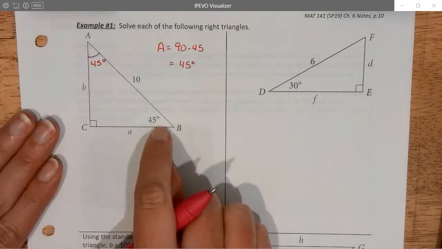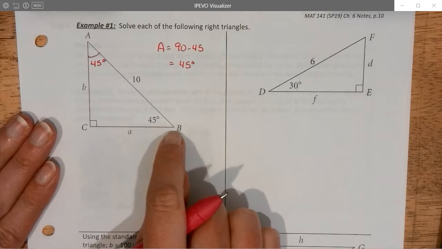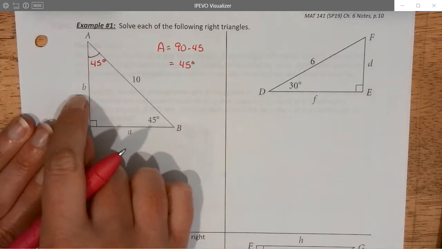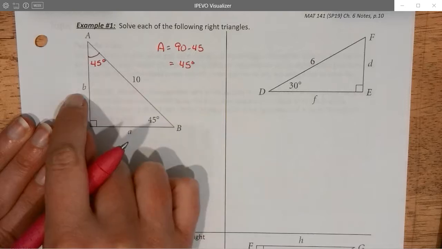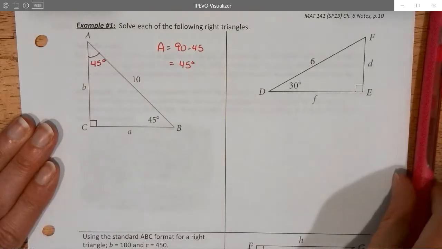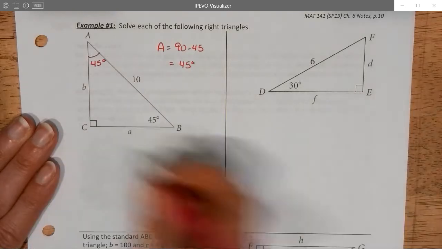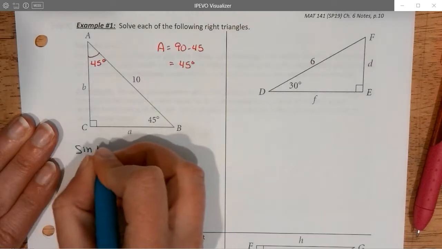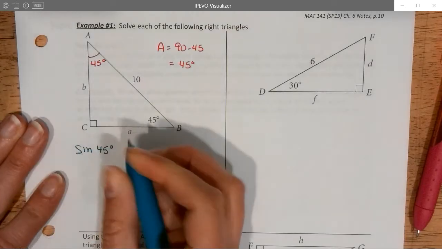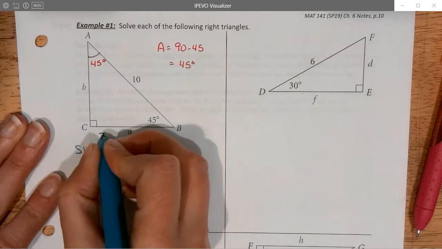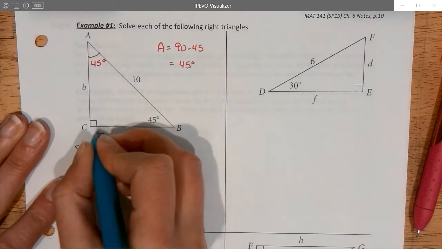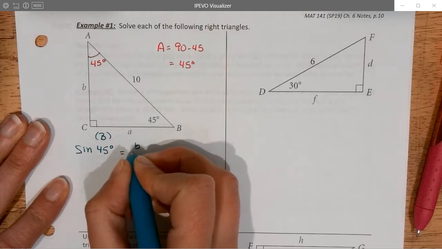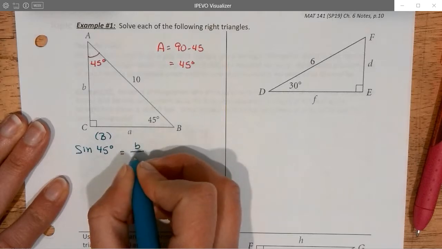So in terms of angle B, let's go ahead and find side b first. Side b would be opposite, so I'm going to use the sine, opposite over hypotenuse. So we're going to use the sine of 45 degrees, that's capital B, is equal to the ratio of opposite, which is little b, divided by hypotenuse, which is 10.